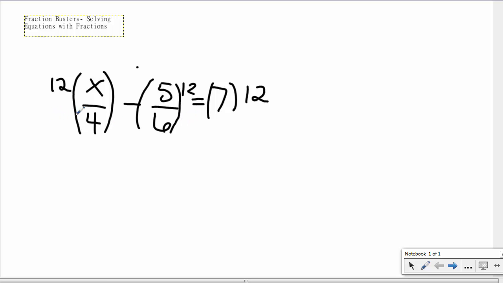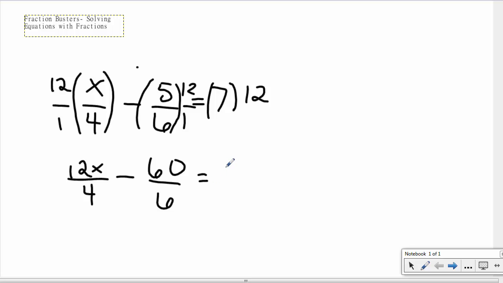So we can do this a couple different ways. One, we can just multiply across and then simplify, and let's do that first. So each of these 12, this is just 12 over 1. Okay, so we have 12 times x, which is 12x in our numerator, over 4 times 1, which is just 4. Next term, don't forget your subtraction in the middle, 5 times 12, which is 60, over 6 times 1, which is 6, equals, then we get our 7 times 12 over on the other side of the equation, and we get 84.